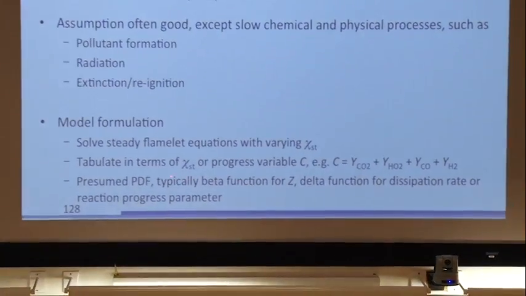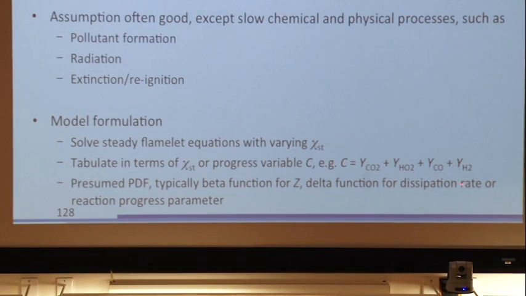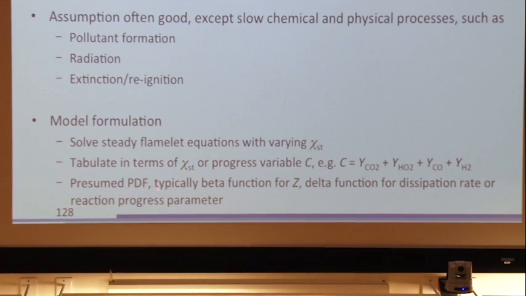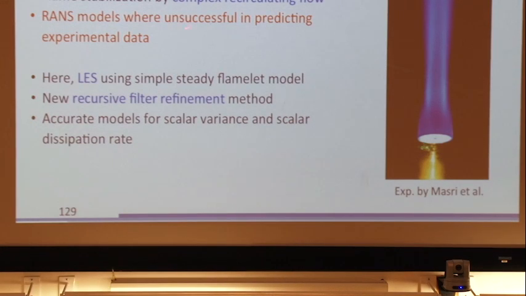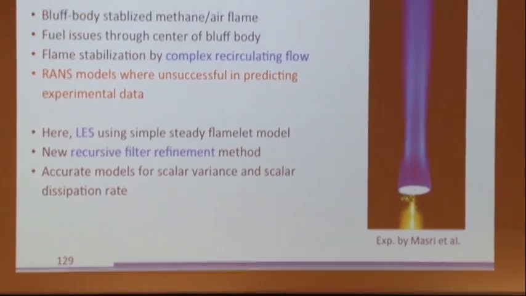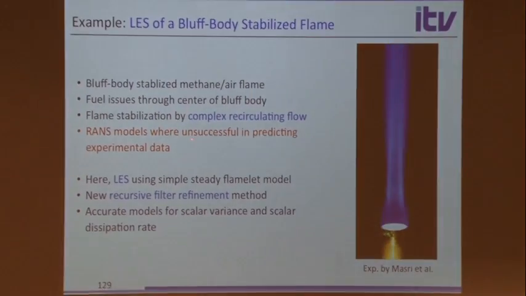As I mentioned before, for the joint PDF of mixture fraction and dissipation rate, we usually just consider the distribution of the mixture fraction, and we just assume a delta function for the dissipation rate. Okay, so this is an example. This is an LES example now. You can just as well use this model in LES.